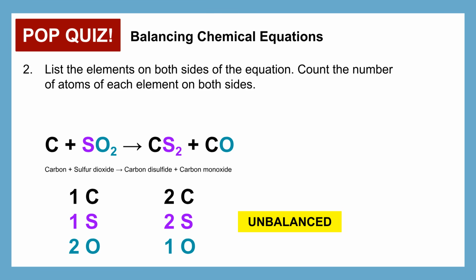Before adjusting coefficients, it is important to list each element and count how many atoms appear on both sides of the equation. On the reactant side, there is one carbon atom, one sulfur atom, and two oxygen atoms. On the product side, there are two carbon atoms, two sulfur atoms, and one oxygen atom. Because these numbers are not equal, the equation is clearly unbalanced. This step helps identify exactly which elements need to be balanced, and in what order.